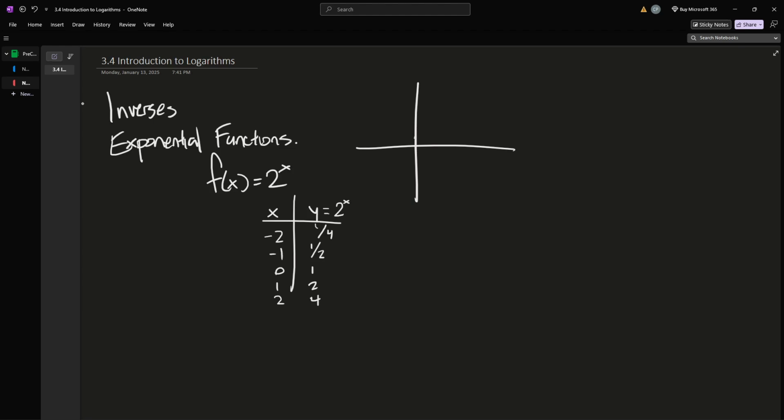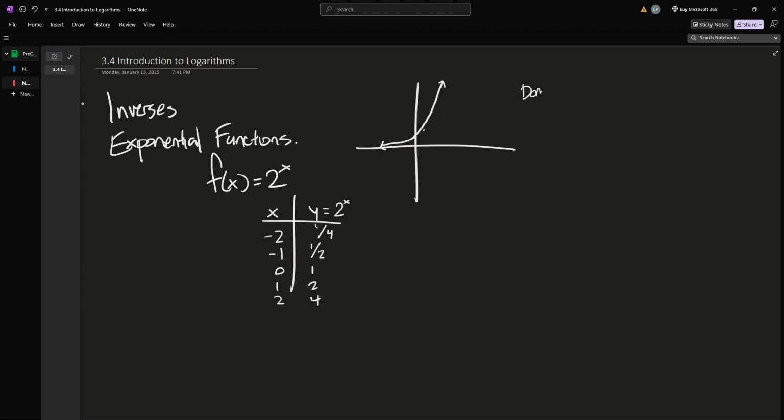And graphing this, we'll see we have a nice little curve that looks kind of like this. We see it really gets close to touching the x-axis, but it goes up very, very fast to infinity.